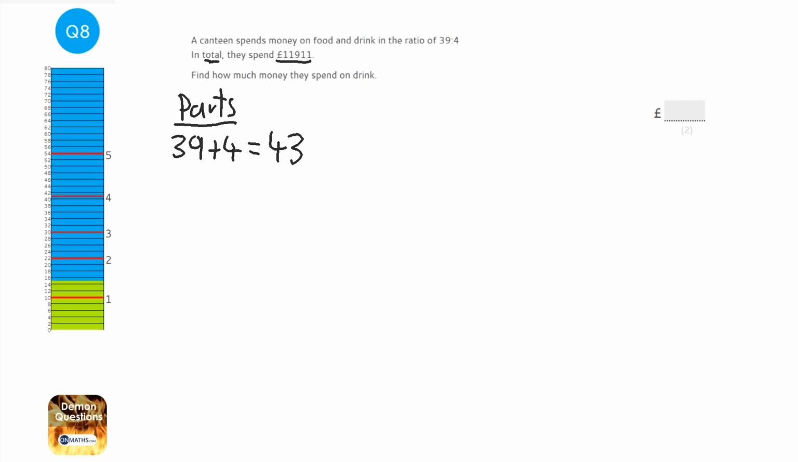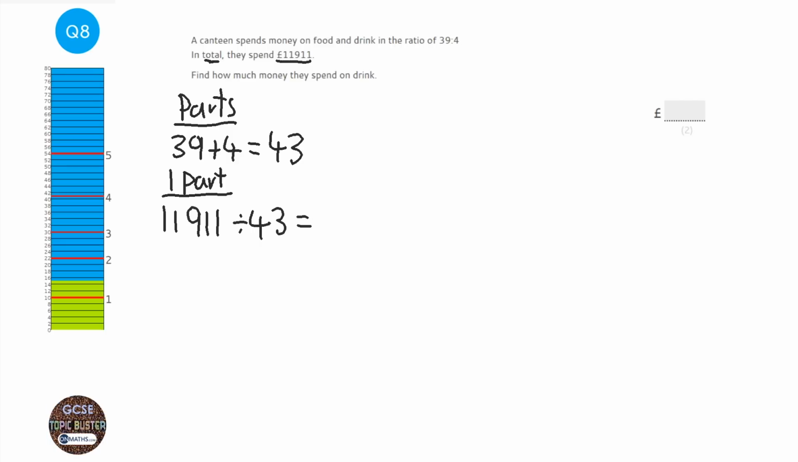The next stage of this is to work out what one part is worth. So one part is worth how much? Well, you get the amount and you divide it by the number of parts. You're splitting the amount of money between 43 parts. So 11911 divided by 43. And I get £277. So each one part is worth £277.